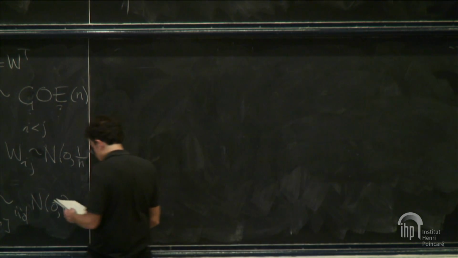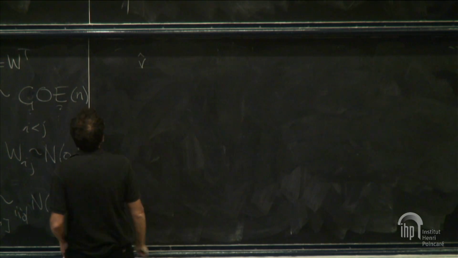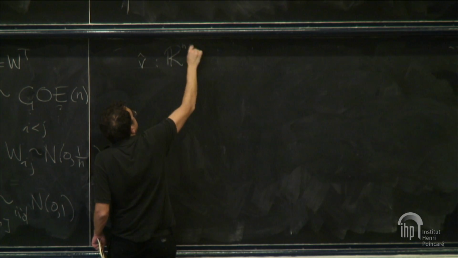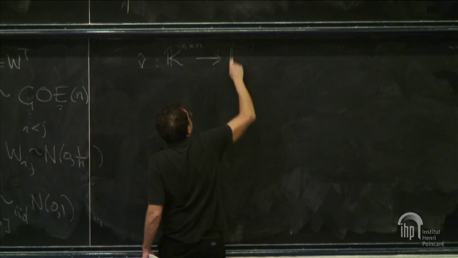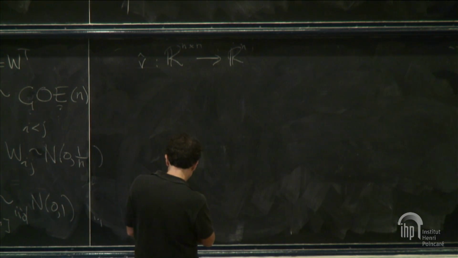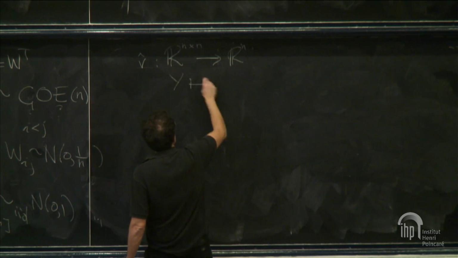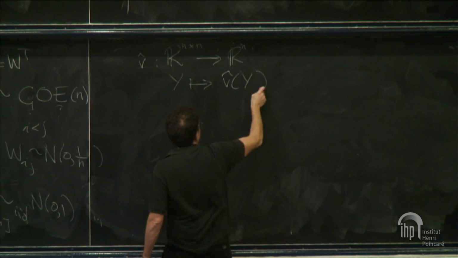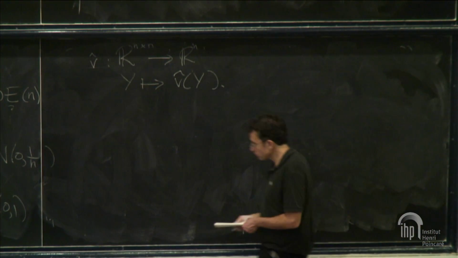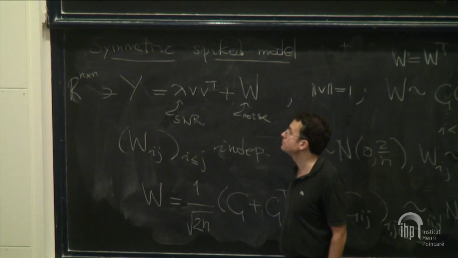Now what I want to do with this matrix is estimate V. So what do I want? I want an estimator V hat. What is an estimator? It's just something that takes a matrix as input and spits out a vector. For y, it gives V hat of y. And this has to be as close as possible to V.